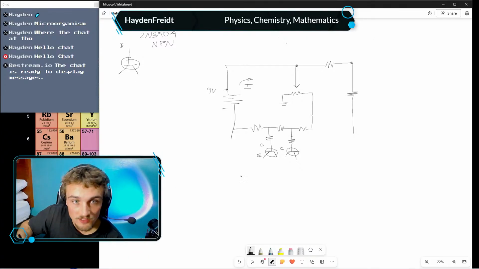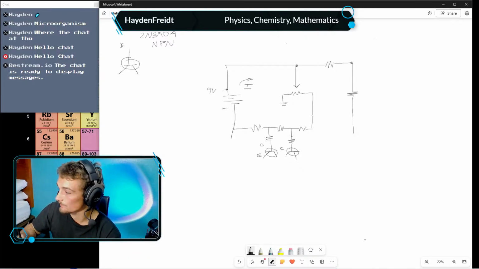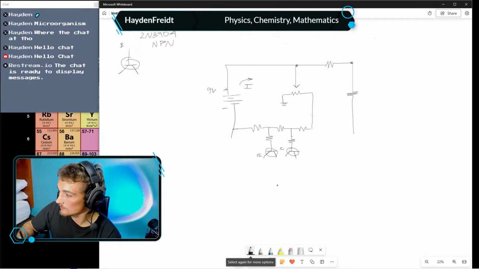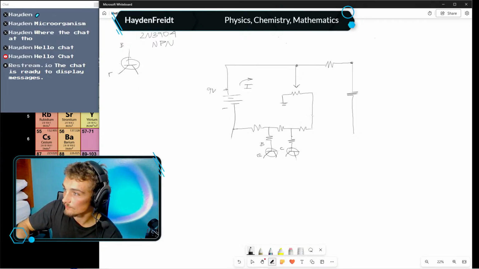I called it the gate. Let's call it the base. That's what I should have said. Emitter, collector.